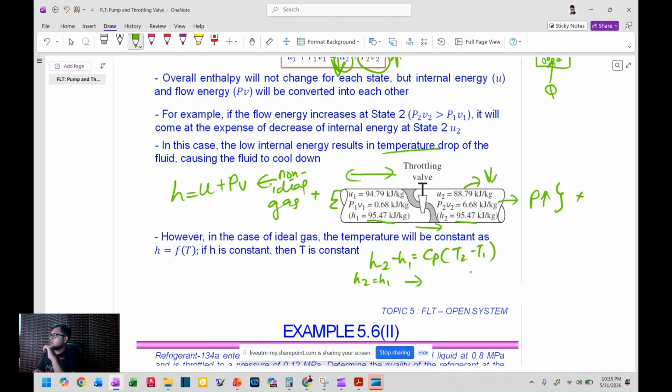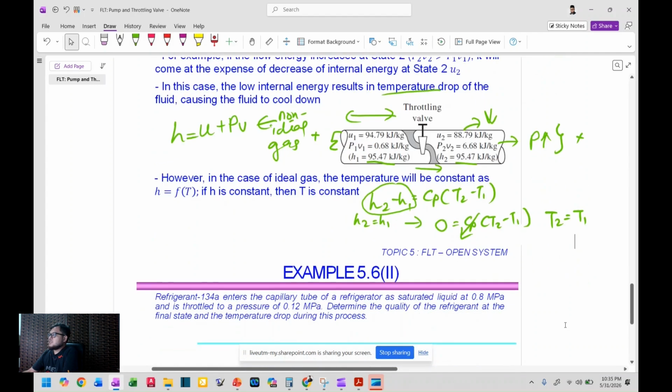Then the left-hand side becomes 0. 0 equals Cp times (T2 minus T1). You can safely say Cp is useless there, and T2 therefore equals T1. So we know that enthalpy is a function of temperature in the case of ideal gas. So when enthalpy is constant, then by default, temperature will also be constant. That's another way to look at it mathematically.